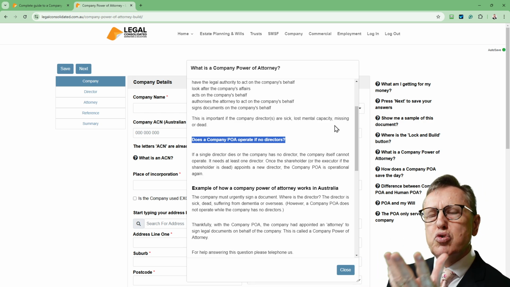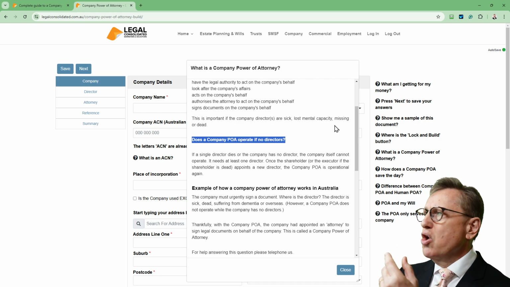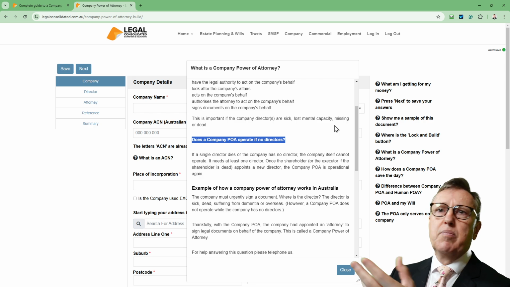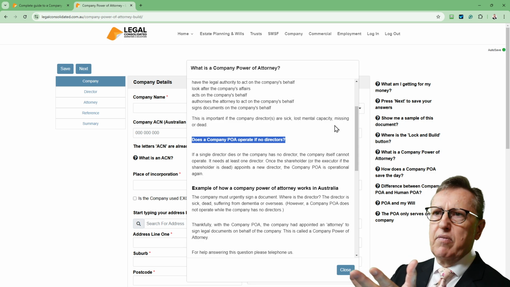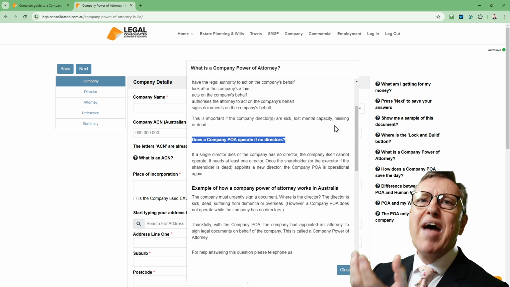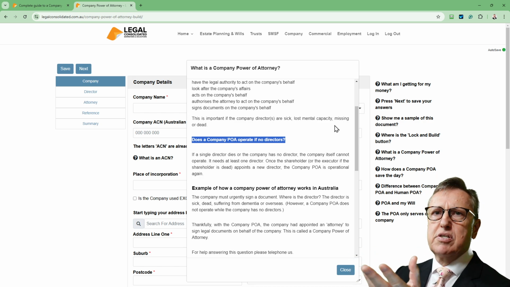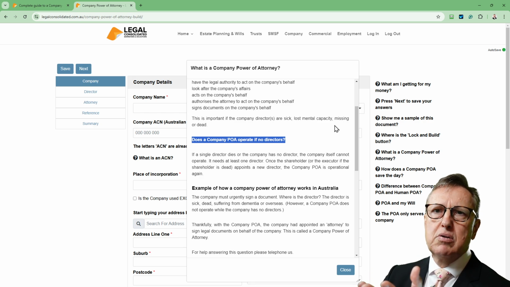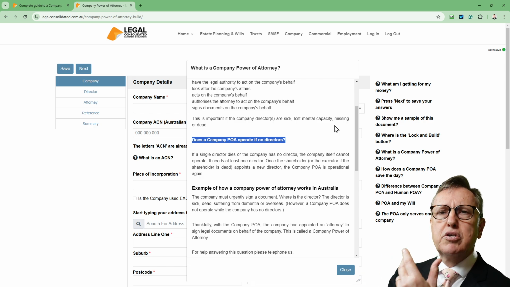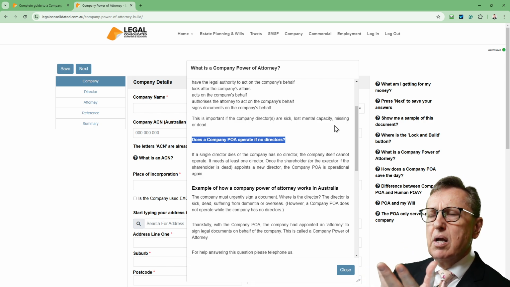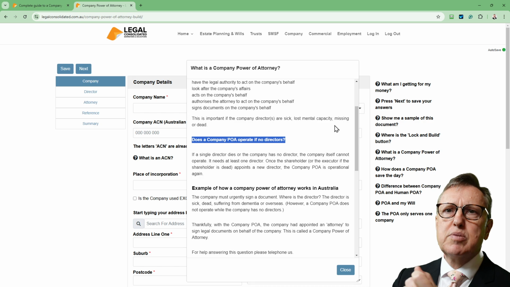So if you're a sole director company and the director is lost, then if the banks find out, the company power of attorney is of no value during the time when the company has no directors. In that case, the shareholder, or if the shareholder's dead, the executor, will need to quickly appoint a new director. And as soon as that director's appointed, then the company power of attorney is back in business again.